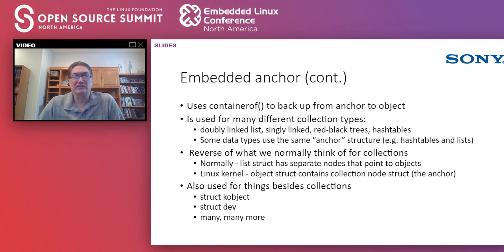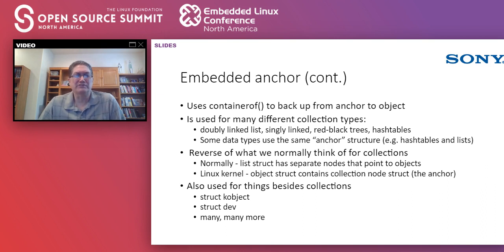And it's interesting to note that different data collection types use the same anchor. So both hash tables and lists use struct hlist node. So there's some efficiency there in terms of the code that's used. So you might think that each of the collections had its own type, but they don't.